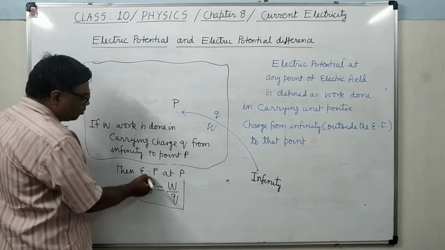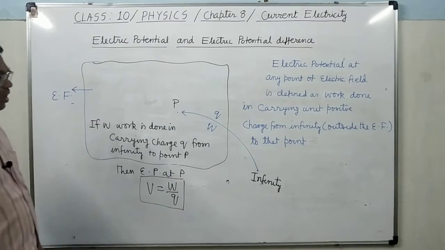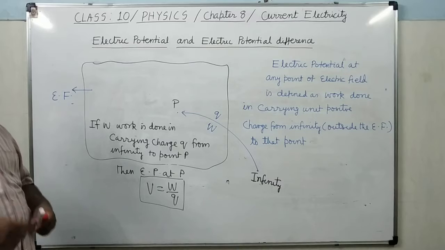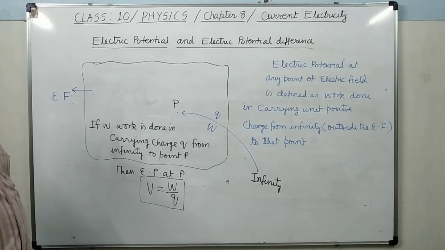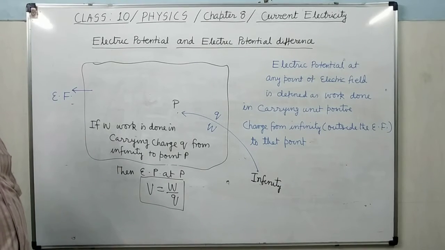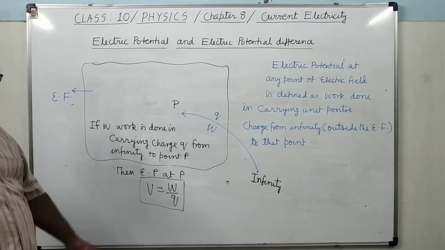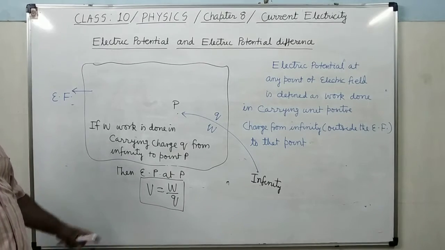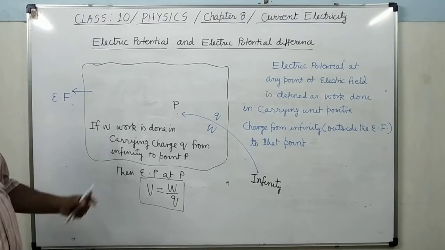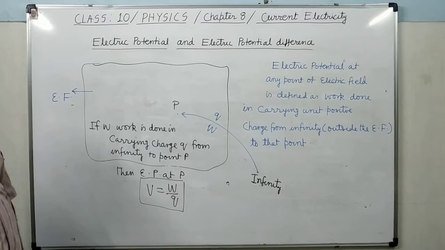V equals W upon Q. It's clear? This will be the electric potential at the point P. What is electric potential? Electric potential at any point of an electric field is defined as the work done in carrying unit positive charge from infinity to that point. That is called the electric potential at that point.